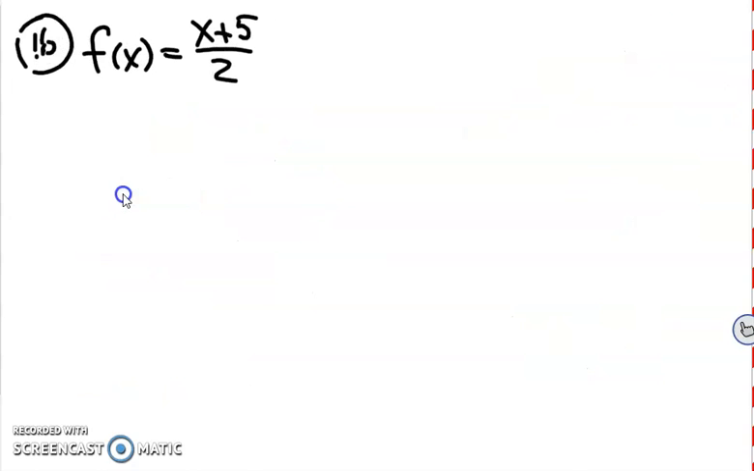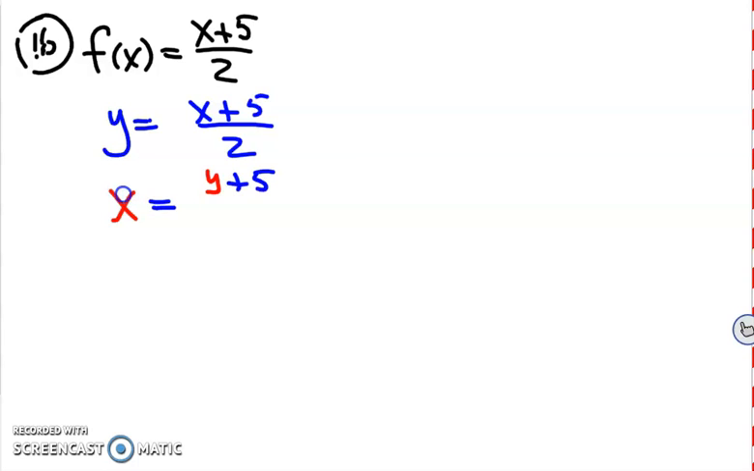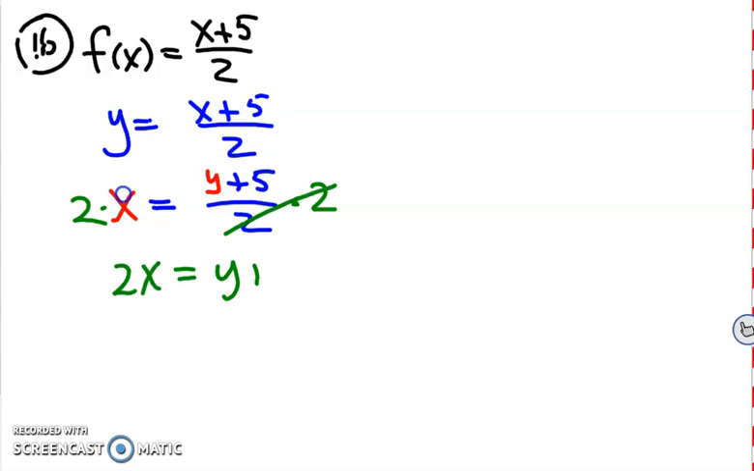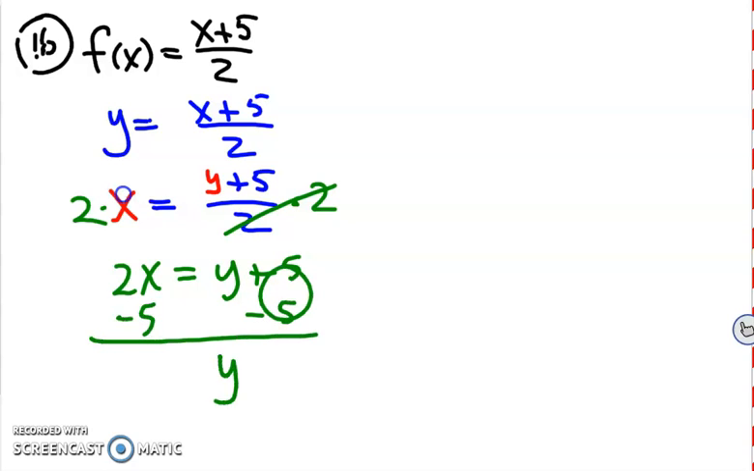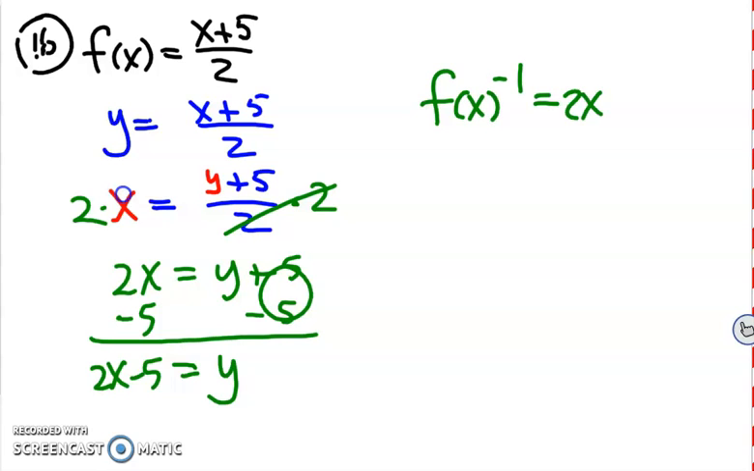In problem 16, first step again, replace f of x with y. Second step is to exchange the x and the y. And then solve for y. So first thing is we're going to do this division problem by multiplying both sides by 2. So you have 2x is equal to y plus 5. And then we're going to subtract 5 from both sides to get y by itself. So this ends up being 2x minus 5. So the inverse of f of x is 2x minus 5.